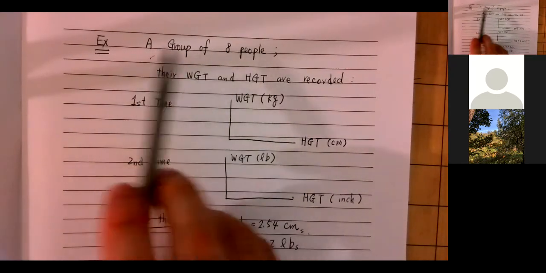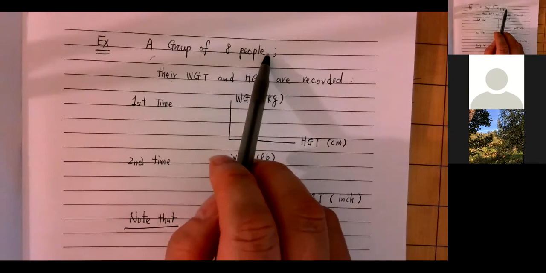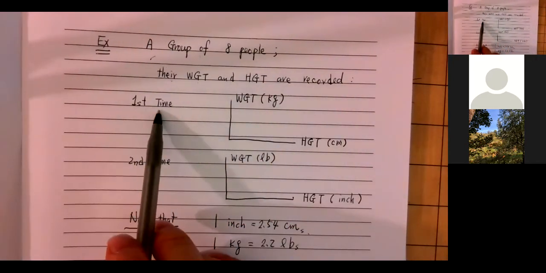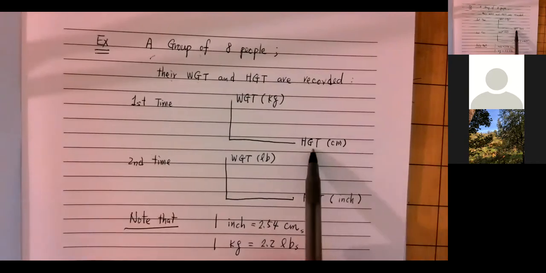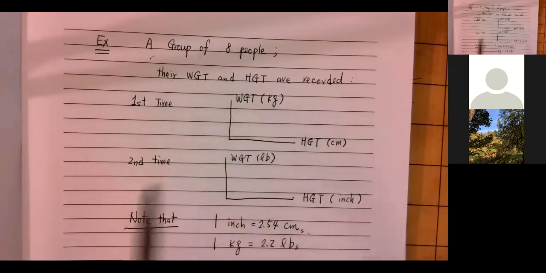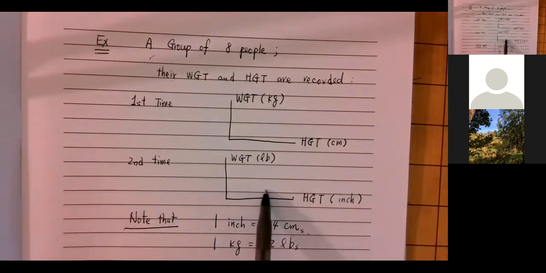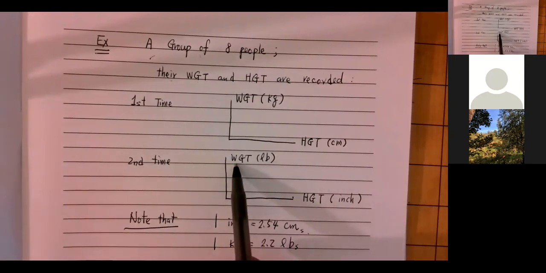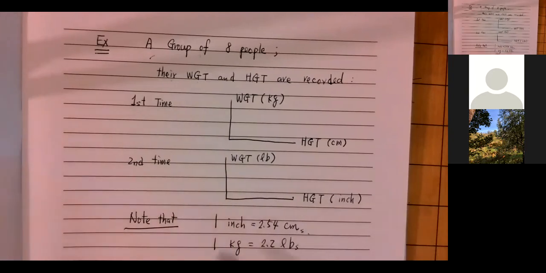A group of eight people, their weight and height are recorded. First time, we record their height using centimeters and weight using kilograms. Second time, the same eight people, height measured by inches and weight measured by pounds. And look here, we all know 1 inch is 2.54 centimeters, and 1 kilogram is 2.2 pounds.